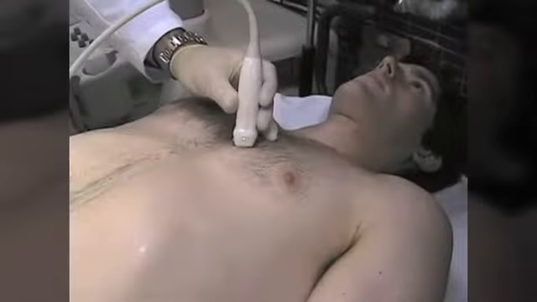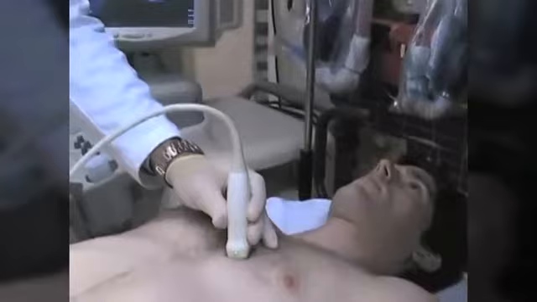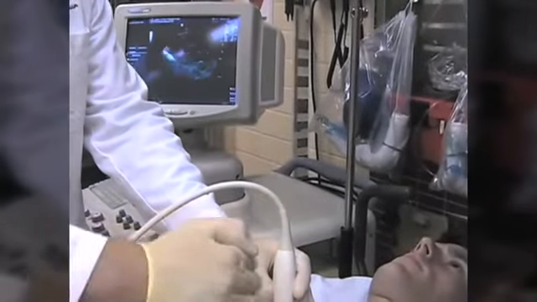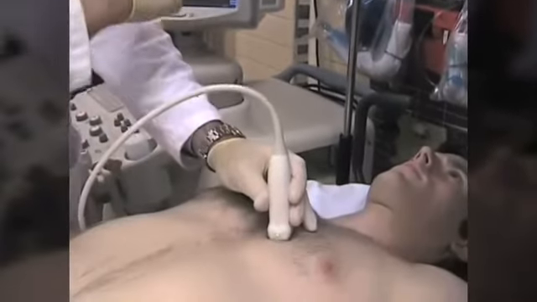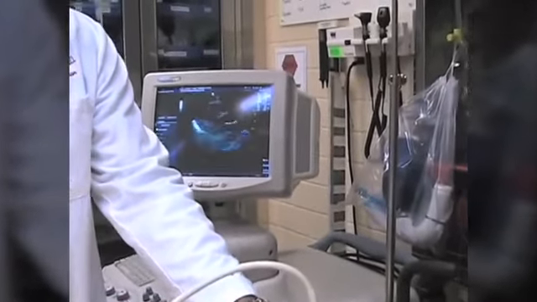Plane, and we may have to compensate by moving the probe up one or down one position to gain the best views of the heart. Here's the parasternal long axis view in action. Note the great view of the heart on the screen.